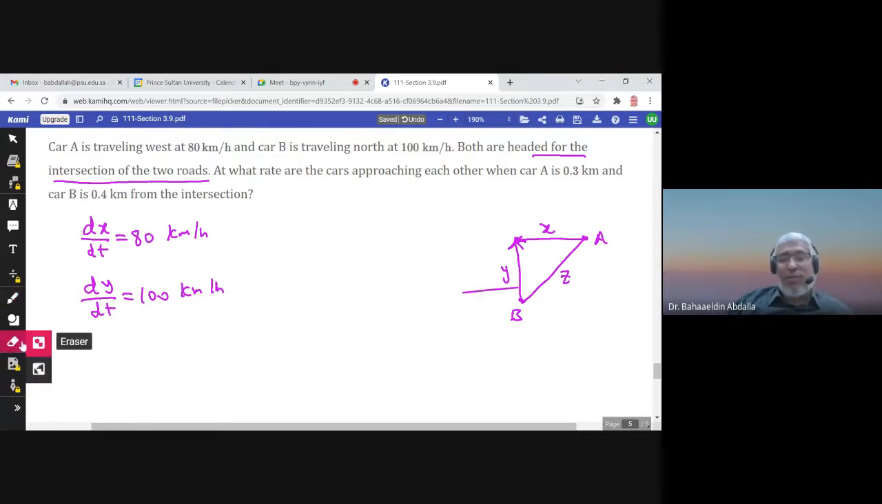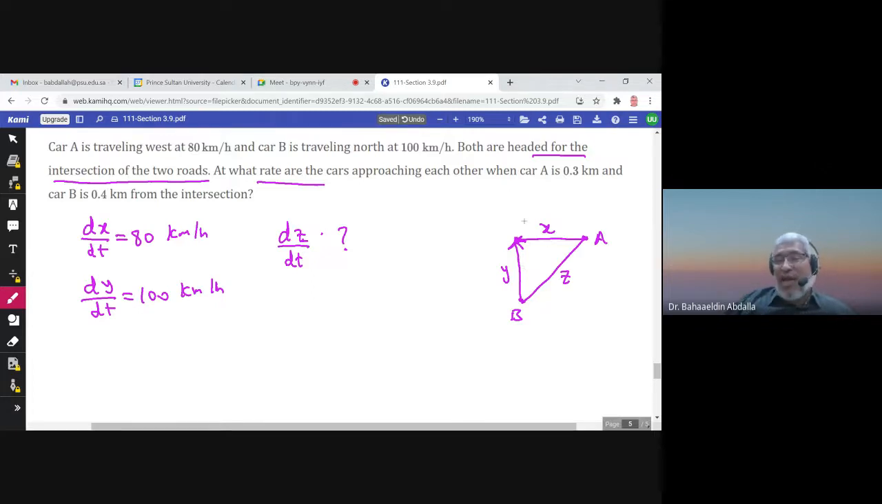Okay, good. At what rate are the cars approaching each other? Of course, Z is decreasing, it's not increasing, because the distance decreases as they approach each other. So at what rate are they approaching each other? This means he is asking about dz by dt. What is the rate of change of z, the distance between the two cars, with respect to time?